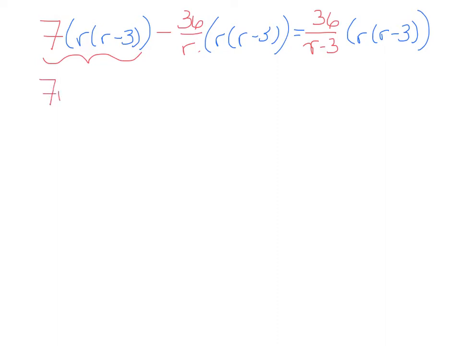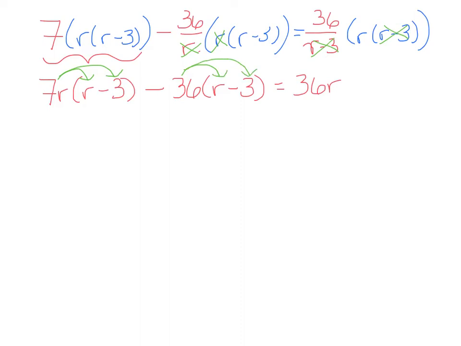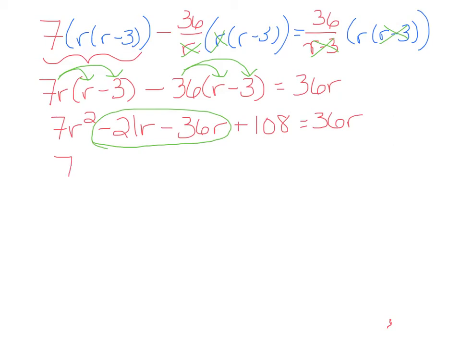Here we have 7r times r minus 3 minus, notice here that the r's cancel out, leaving me with just 36 times r minus 3. On the right hand side, the r minus 3's cancel out, leaving me with 36r. Let's distribute. 7r squared minus 21r minus 36r plus 108. Let's combine our like terms. Subtract 36 from both sides.